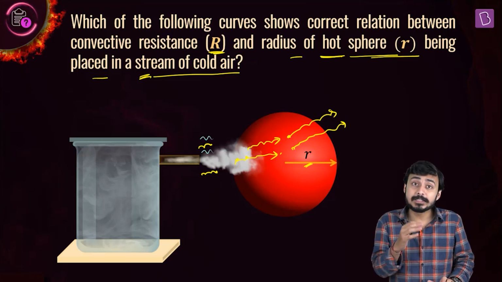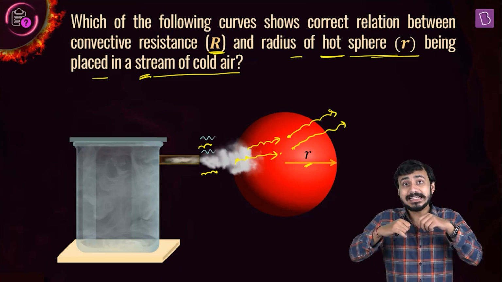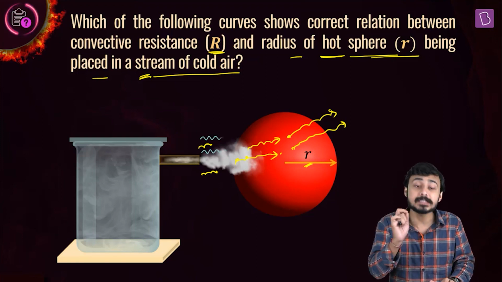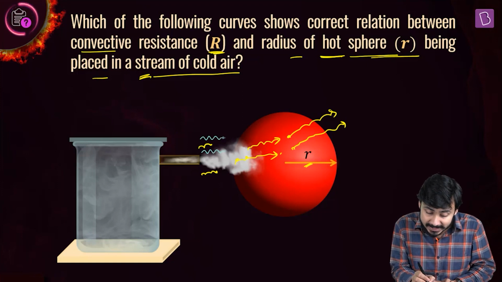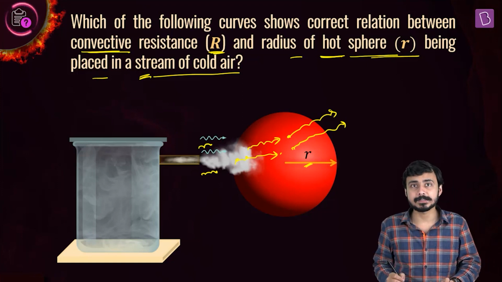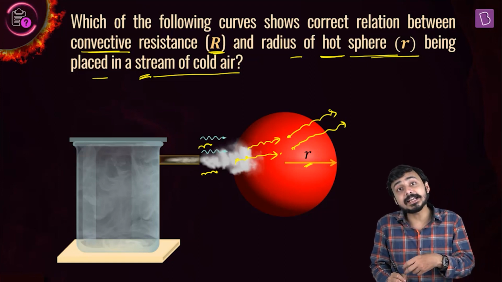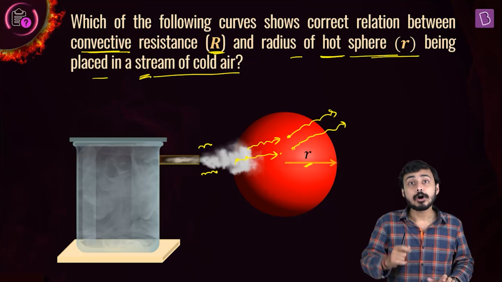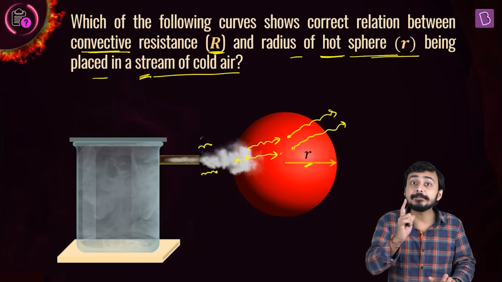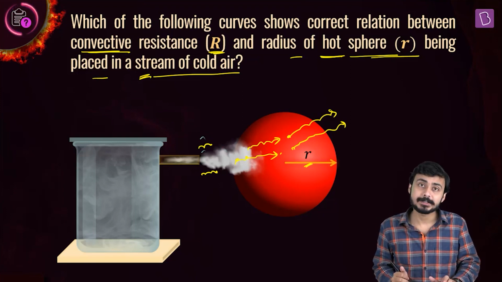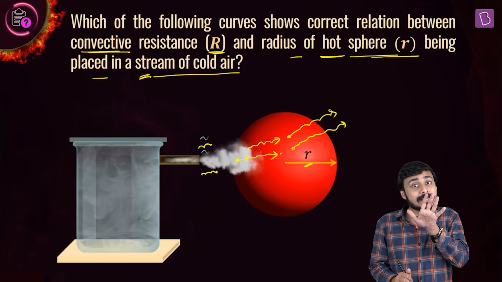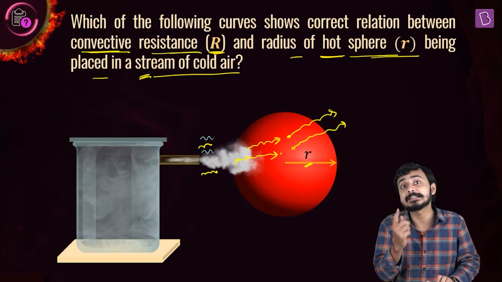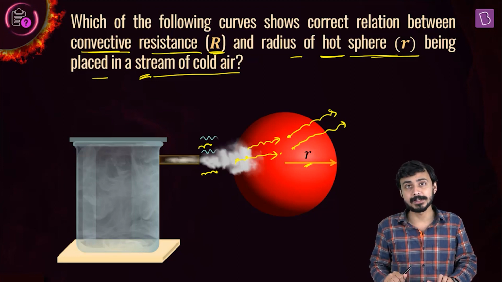Now, because the heat is getting removed due to the motion of the molecules of the medium, this process is called convection. That's why they are talking about convective resistance. And since the heat is getting removed, there must be some defined rate of flow of heat that we know as convective current. So basically here the convective current will flow. That's why they are talking about the related convective resistance in the medium.